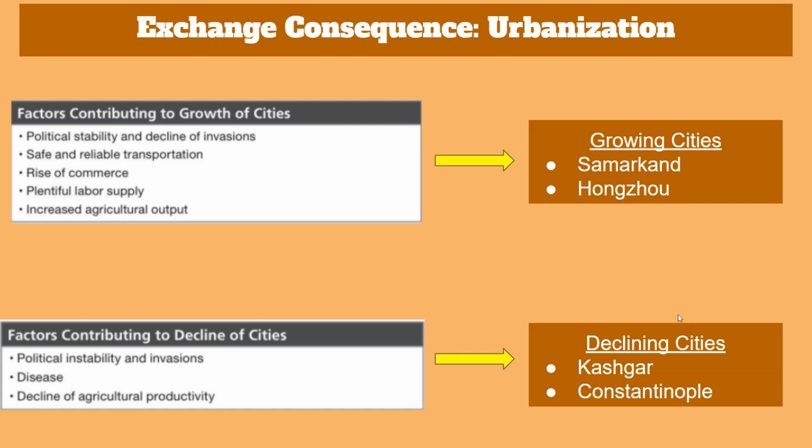Now, there were some declining cities. I have Kashgar down here. Kashgar initially became very rich off the exchange networks, and then it went through a period of decline because of political instability and invasions. Constantinople is also an example of this, where disease and also decline of agricultural productivity were factors contributing to the decline of cities. When I say disease, I specifically mean the bubonic plague, which we'll get to soon. If you want to know specifics about these cities and how they declined or grew, you need to go check out your readings.